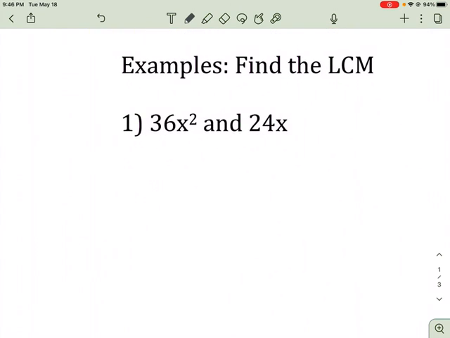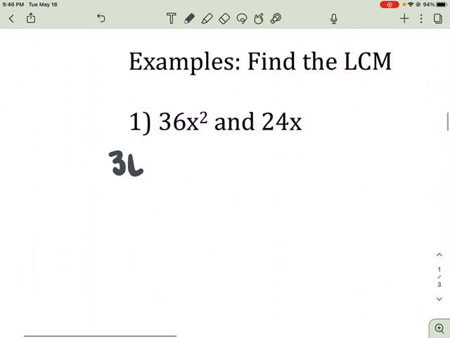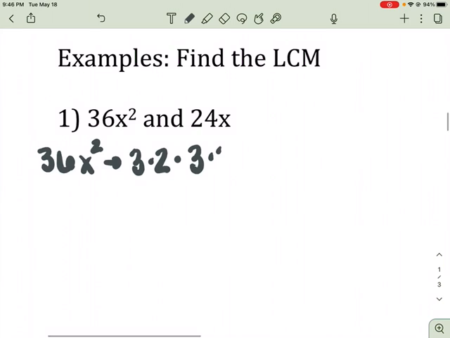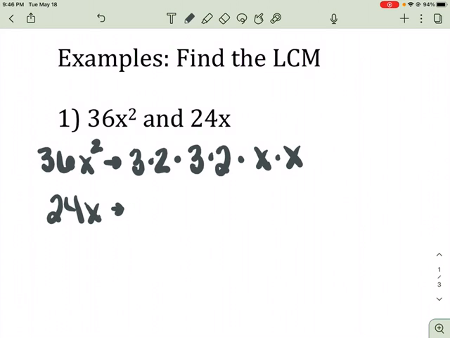So let's look at this. All right, so 36, break it down. We can make a factor tree and write out the list. So I'm thinking 36 is 3 and 2 for the first 6, and then 3 and 2 for another 6. And then we have 2 x's for x squared. So 24x, okay, 3 and 8. 8 is 2 and 4, and 4 is 2 and 2. Then we have an x.